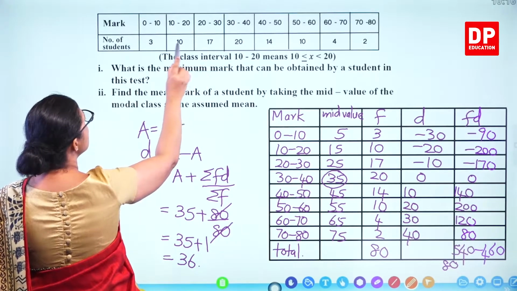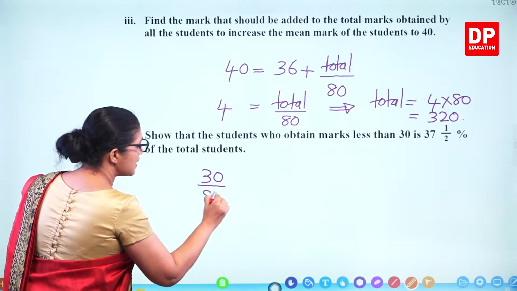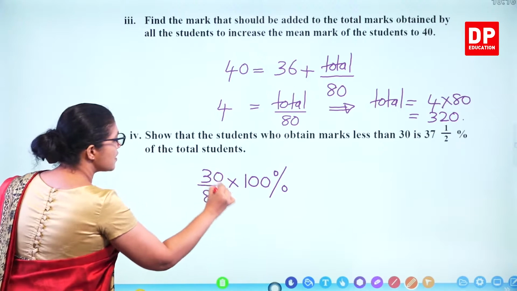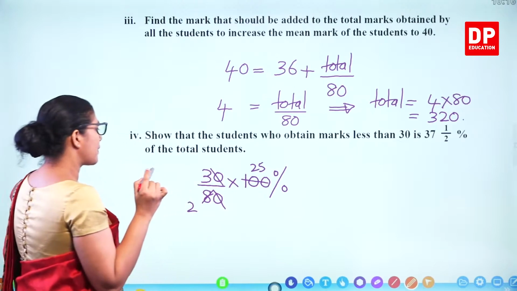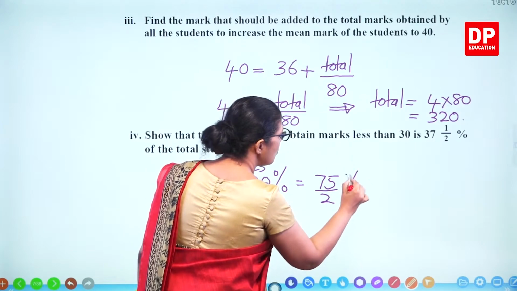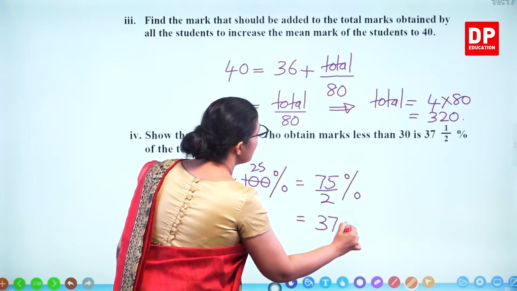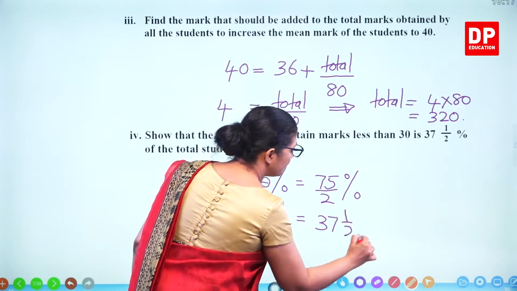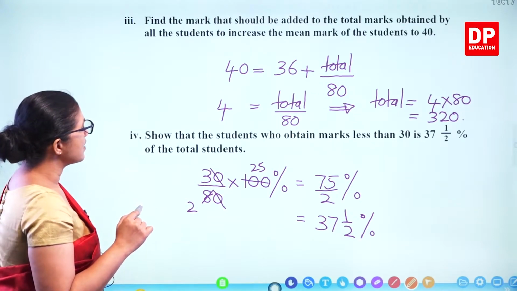That is 30 students. 30 students out of 80. And as a percentage, you multiply by 100. 0, 0 get cancelled out. 4 times 2, 4 times 25. 75 over 2. So what's 75 over 2? You get 37 and 0.5. That means 0.5 you can write as half. So 37.5. So that's the last part.